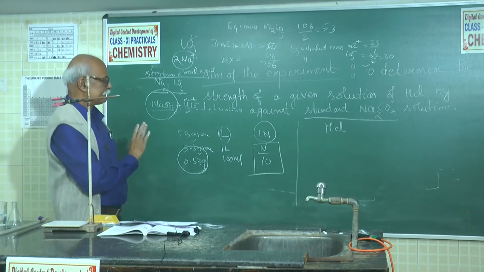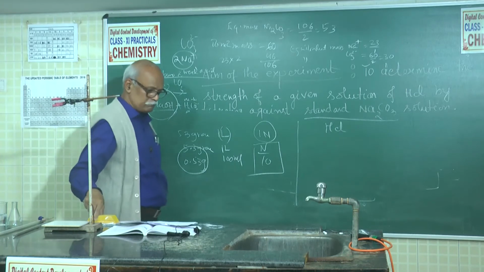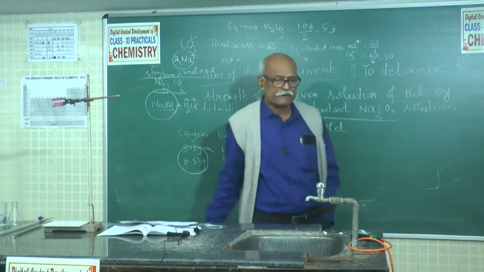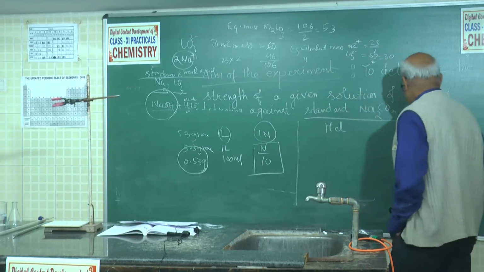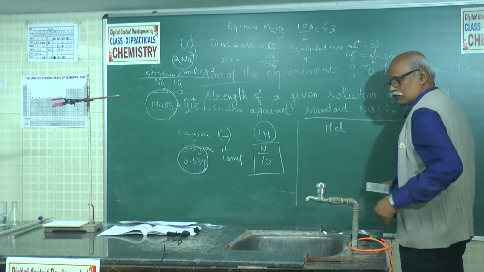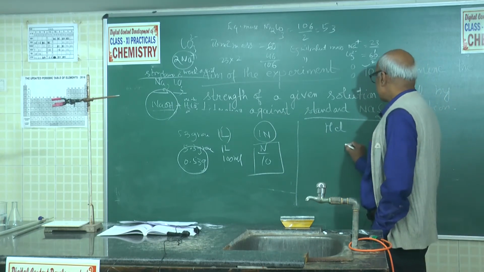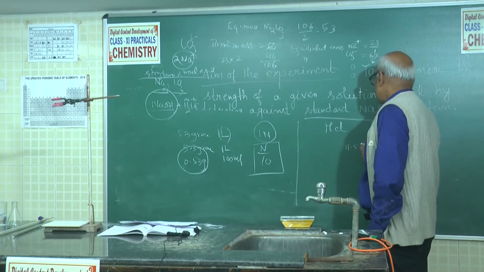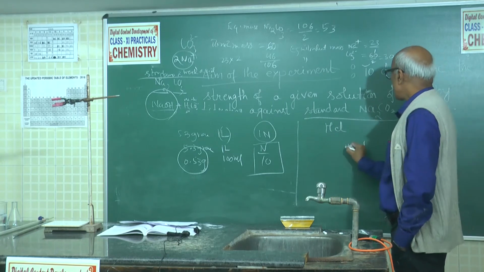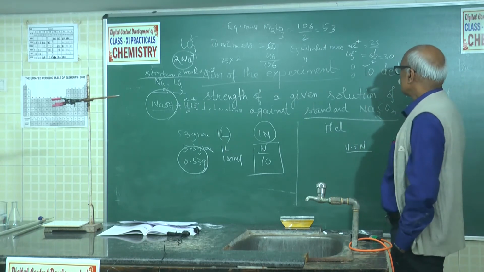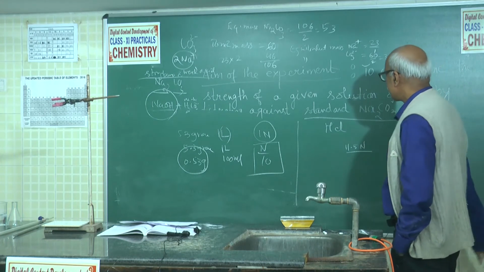Now we have prepared the decinormal sodium carbonate solution. And the hydrochloric acid, in this case, you approximately calculate, because that is not a primary standard. You approximately calculate the hydrochloric acid out of the concentrated hydrochloric acid. Concentrated hydrochloric acid is 11.5 normal, or also you can take 12. So 11.5 normal is the normality of hydrochloric acid. Here normality is the same as molarity also.